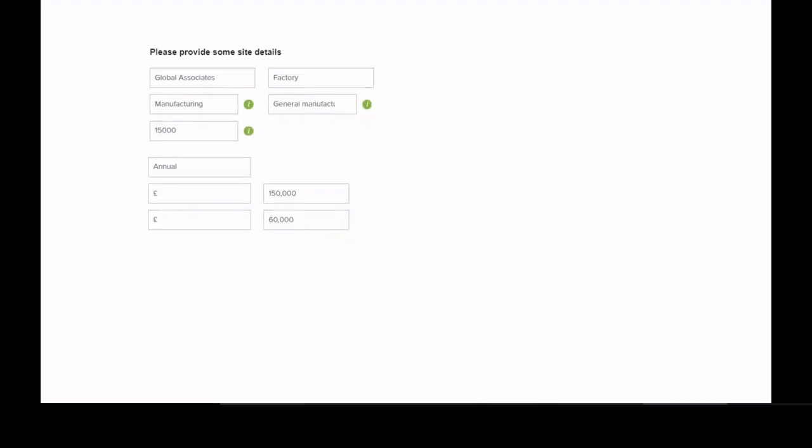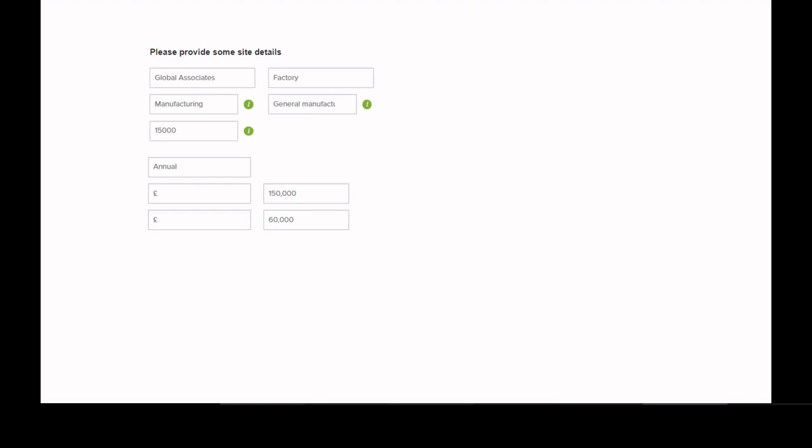And there's a lot of different types of benchmarks. There's the CIBSE benchmark, there's the Carbon Trust benchmark. There's a lot of different ways. It's a simple calculator, and there are a number of factors that can sway the information, but ultimately you need somewhere to start. So, just by plugging in some basic information, we know it's a manufacturing plant. They provide general manufacturing. We know it's 15,000 square meters. We know they're paying 150k per annum on electricity, and we know they're paying 60k per annum on gas.